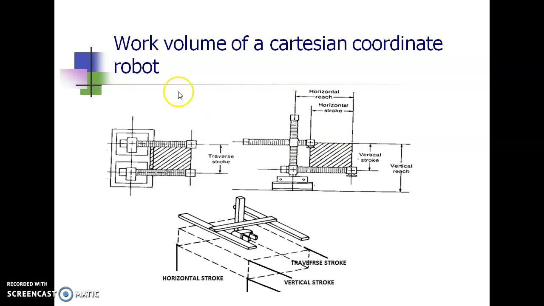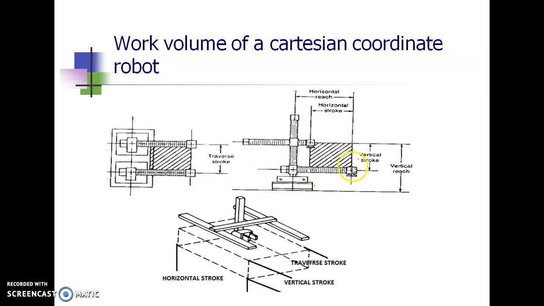So you can see here how the work volume is developed. We have one point to the other point that it is going to move. From the minimum level to the maximum level, that is what we call the horizontal stroke. So it can move from here to here. This is what we call the horizontal stroke.